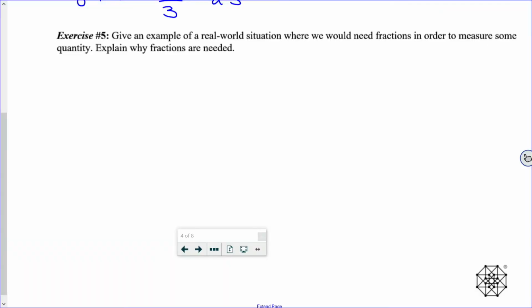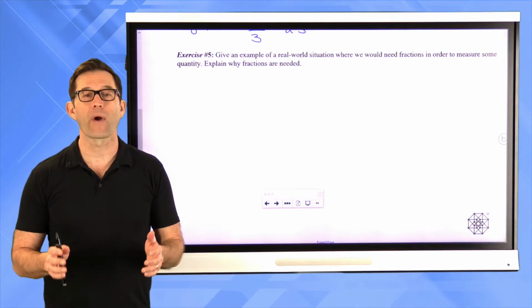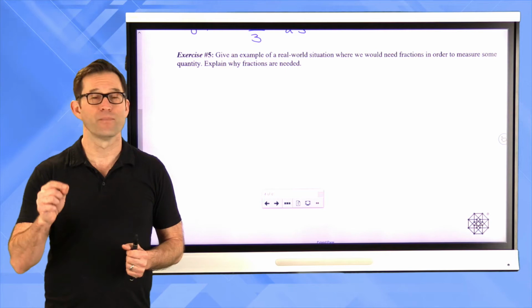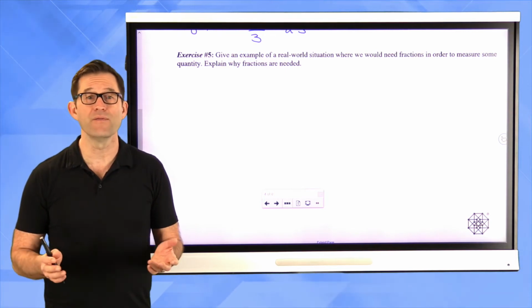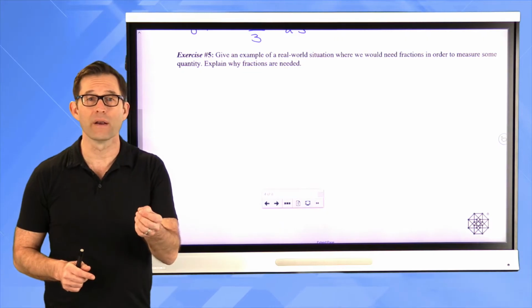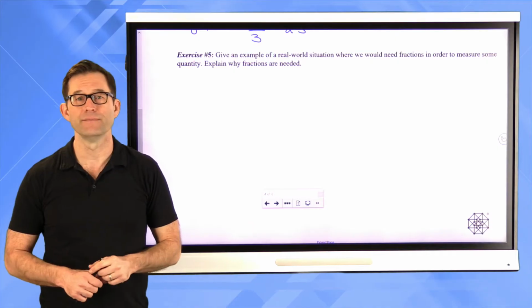Give an example of a real-world situation, not involving cookies and friends, where we would need fractions in order to measure some quantity. Explain why fractions are needed. All right, now there are tons and tons of examples in the real world where fractions are necessary, right? They're very, very necessary. Pause the video now and see if you can think of any situation where you've got to have a fractional quantity in order to measure something. Pause the video now.